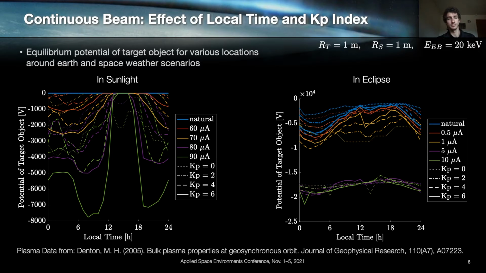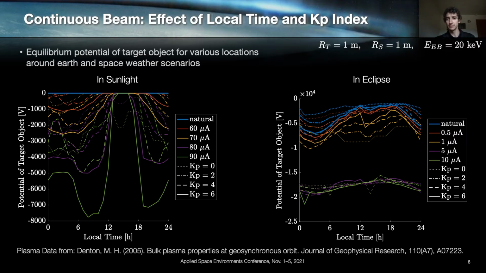so different space weather scenarios. What we can see is that even with an electron beam current of 60 microamps, the potential of the target object is affected and will change if you hit it with an electron beam. The general trend is that the higher your electron beam current, the higher the change in potential, and also the higher the Kp index, the higher the change in potential as well.